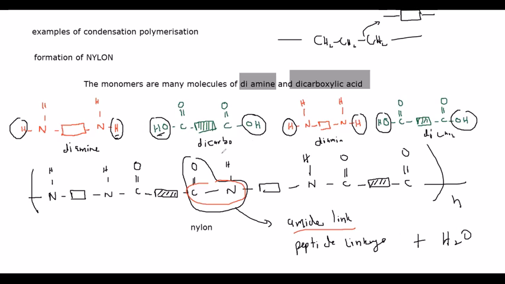So the monomers are dicarboxylic acid and diamines. And this is a synthetic polymer. Why do we call this a synthetic polymer? Because it is a man-made polymer, you can say.